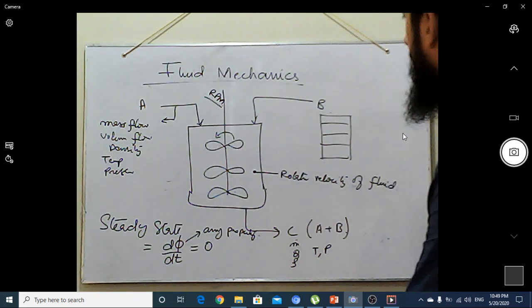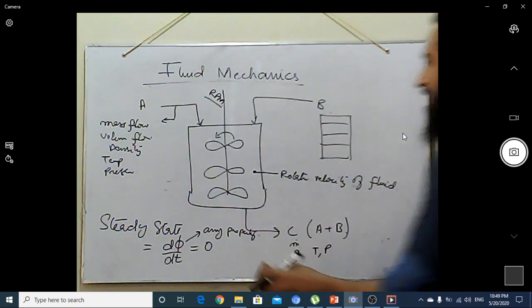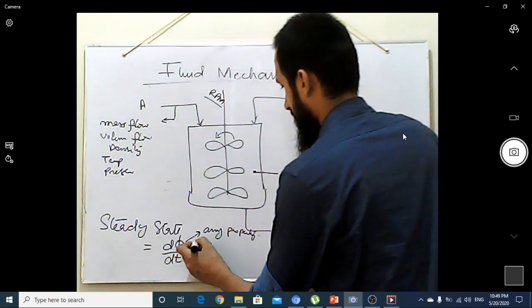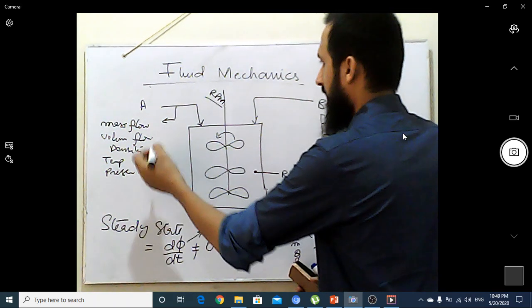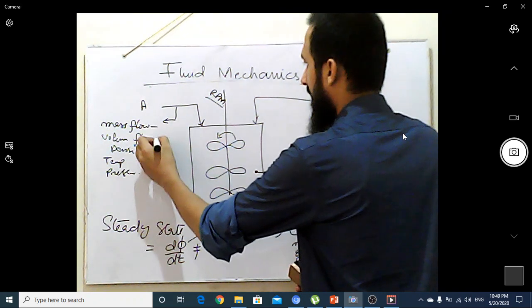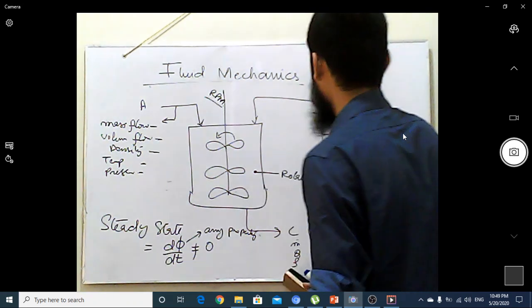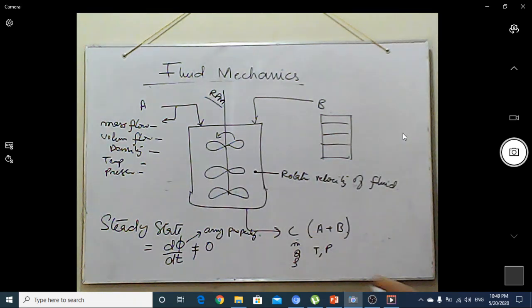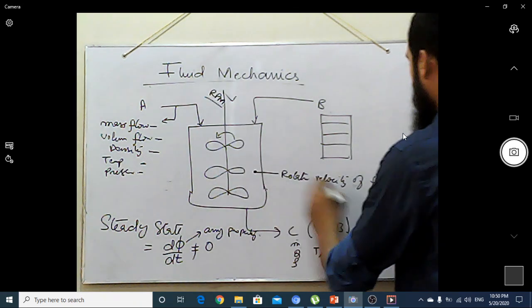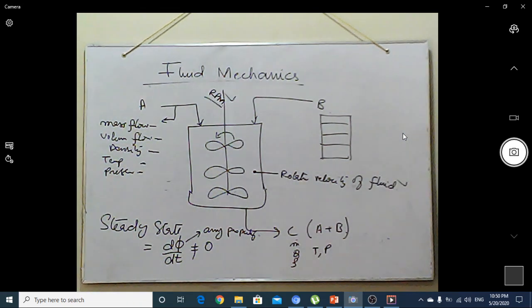But if this is not equal to 0, and you are receiving variation in mass flow rate, volume flow rate, density, temperature, pressure, or anything like the RPM or rotational velocity of the fluid, we can categorize it as an unsteady flow pattern.